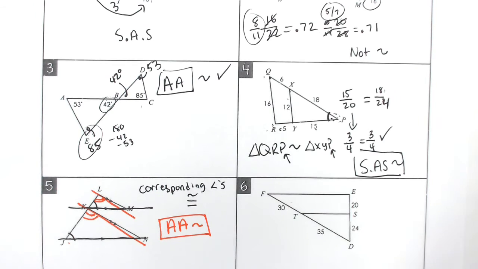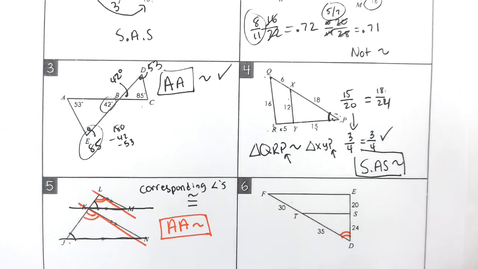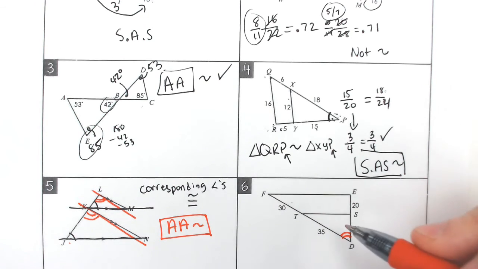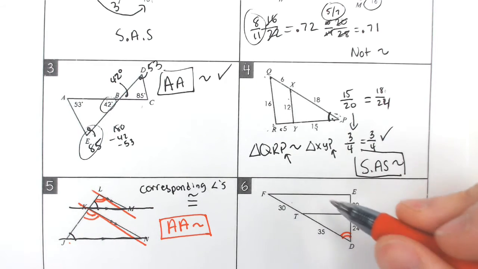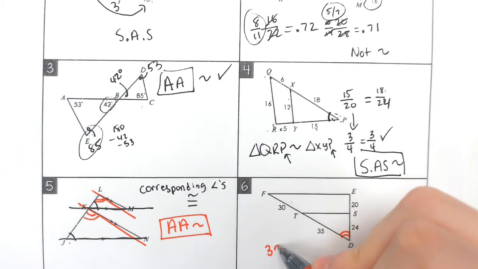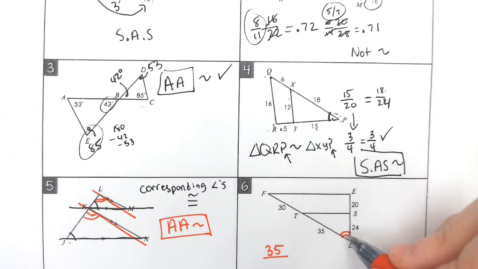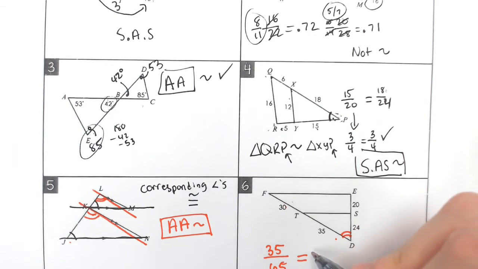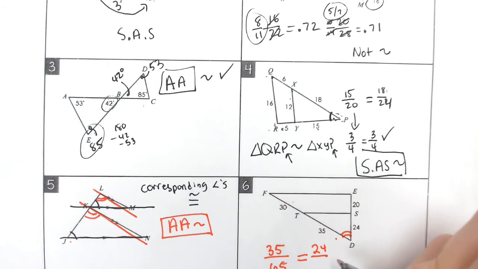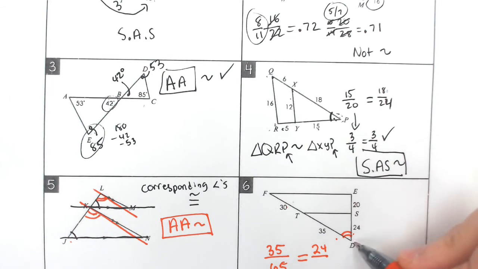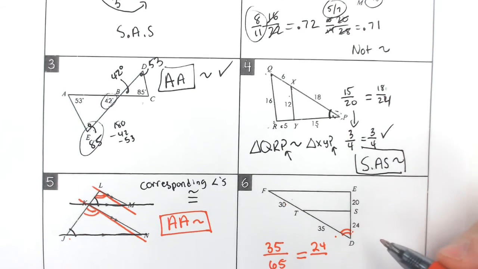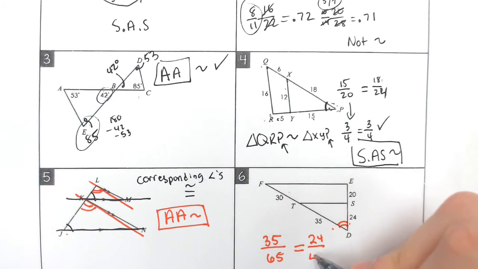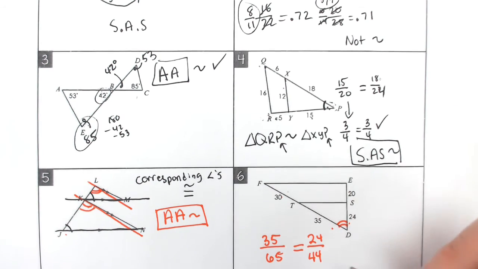Last one, let's do it real quick. Shared angle in the middle. We just have to make sure that these triangles are similar from doing 35 not over 30, but over the whole thing, which is 65 when you add 35 and 30 together. And that has to be equal to 24 divided by 44, from adding the 24 and the 20 together. All right, let's just divide in a calculator. Let's see what they both equal.